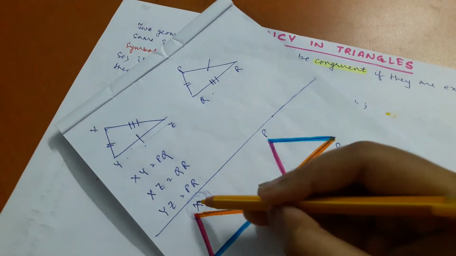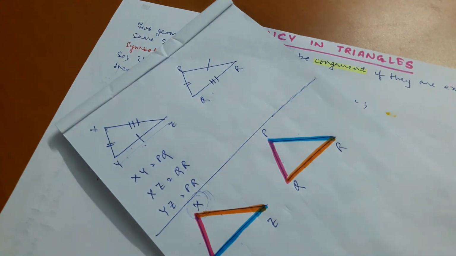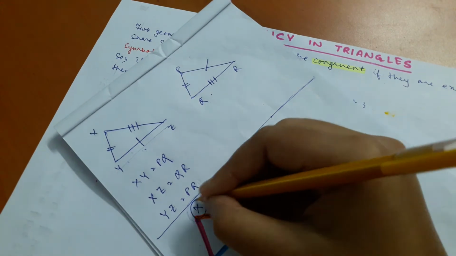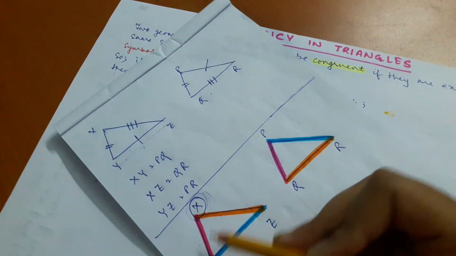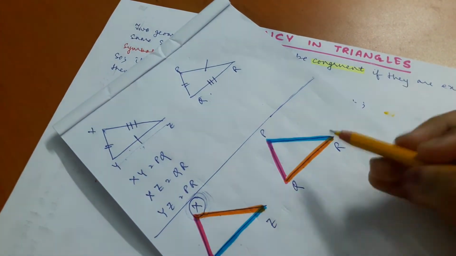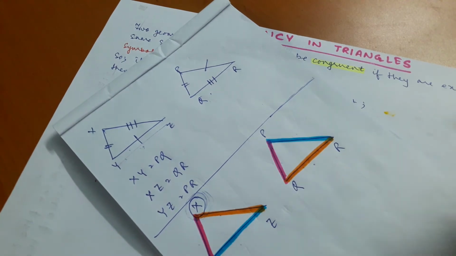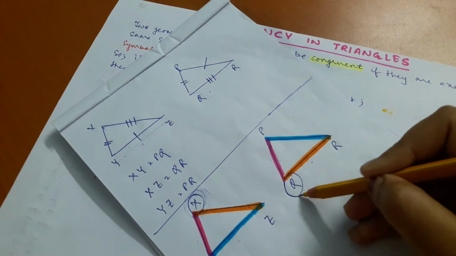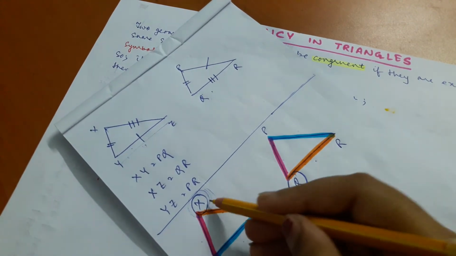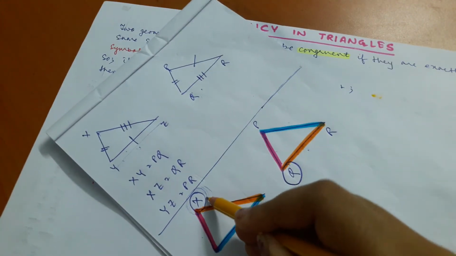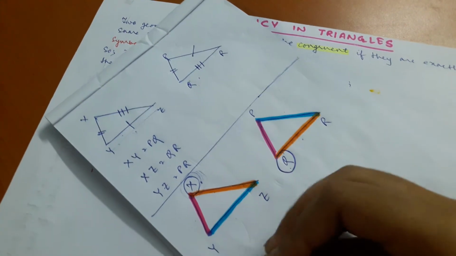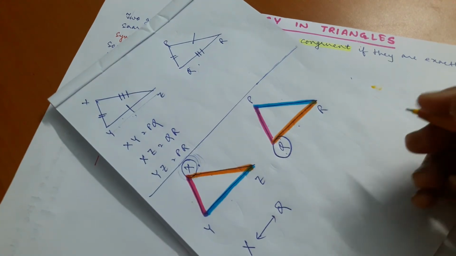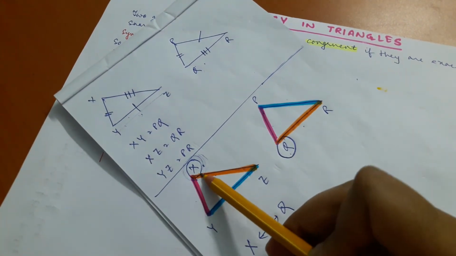Okay, this X vertex is between the pink side and the orange side. Now if we come to this triangle, which vertex is between the pink and the orange side? The vertex Q. So I can say that X is superimposable on Q. So I can write this. I'm just writing in this form. So X is superimposable on Q.